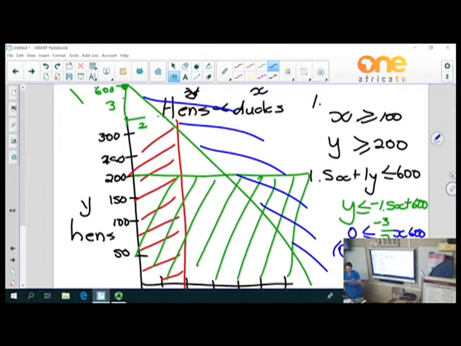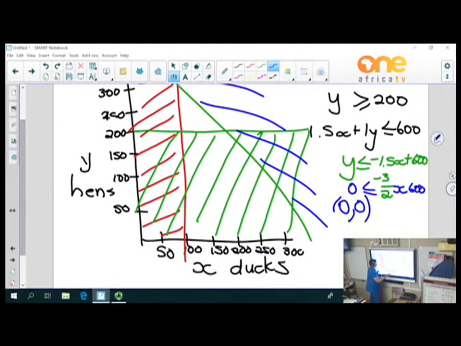And now the final answer is, they ask you now, find the largest possible total number of hens and ducks that the farmer can buy. Buy means it's the money one. It's the money inequality that I'm going to use, which is this one. So let's find the 3 vertices that we have there. What are the 3 vertices that you have?